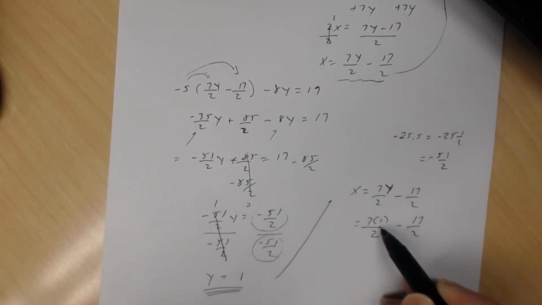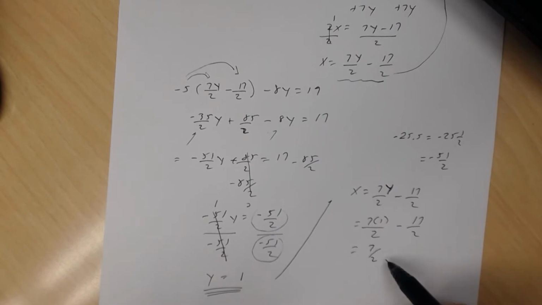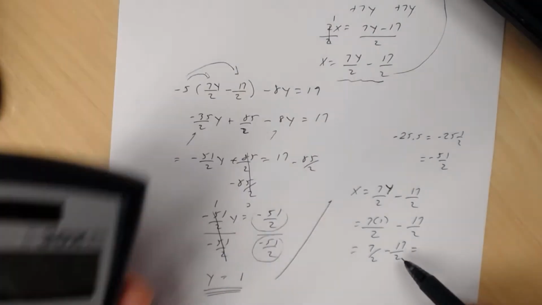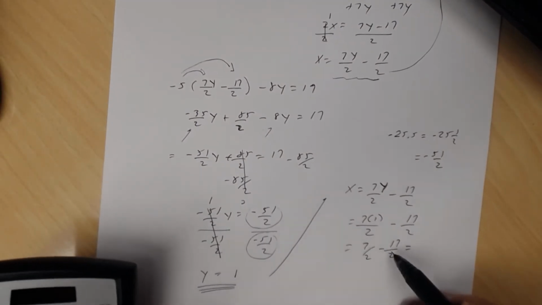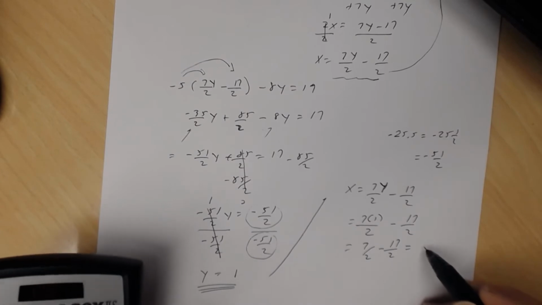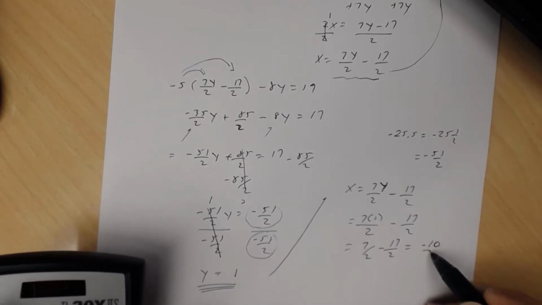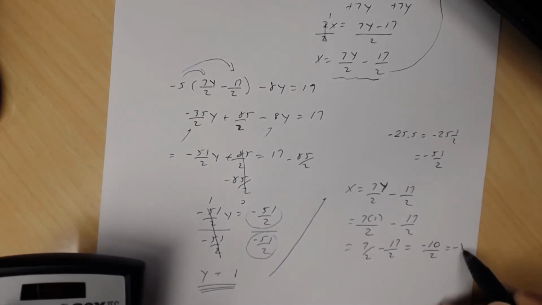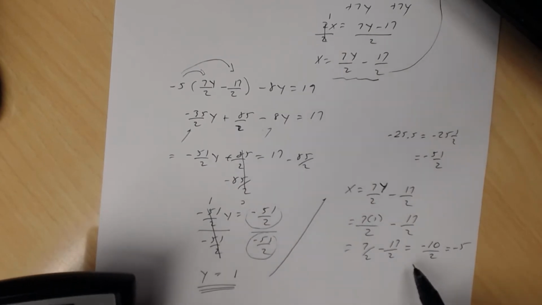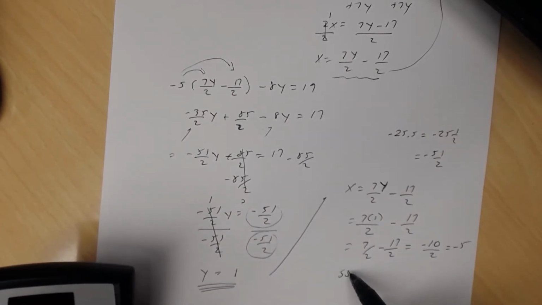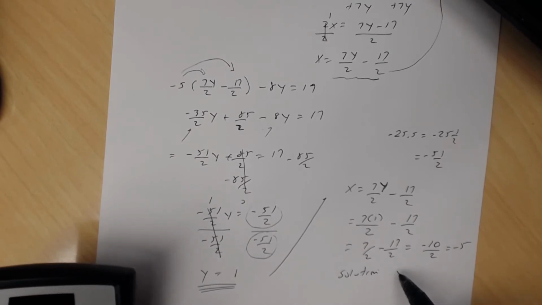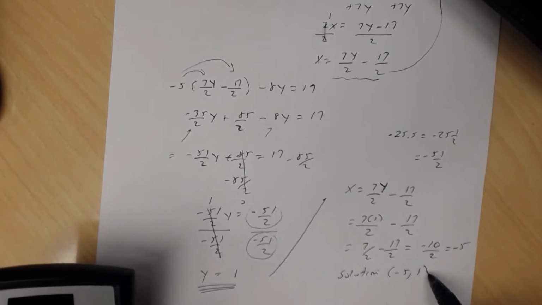Well, 7 times 1 is 7. So 7 divided by 2 minus 17 divided by 2. And let's just use your calculator. Well, actually, you don't have to. The denominators are the same, so just subtract their numerators. 7 minus 17 is negative 10 divided by 2, which is negative 5. So I found the x coordinate of my solution. So my solution, it looks like, I got to check it, is negative 5, 1.